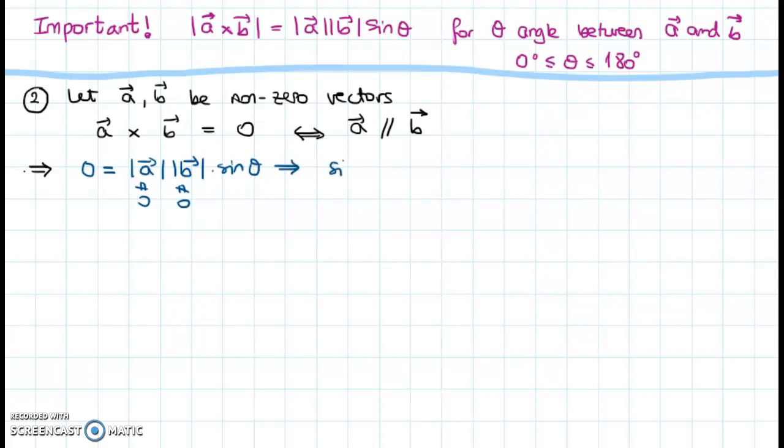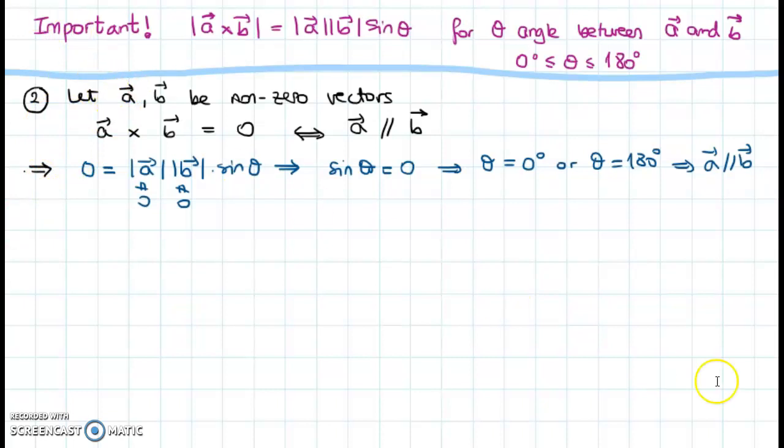So this implies that the sine of theta is equal to 0. And then this means that either theta is equal to 0 degrees or theta is equal to 180 degrees. And in both cases, this implies that our original vectors were parallel. So it's an exercise for you to check that we can reverse the arrows here and prove that if the vectors are parallel, then the cross product is going to be 0.